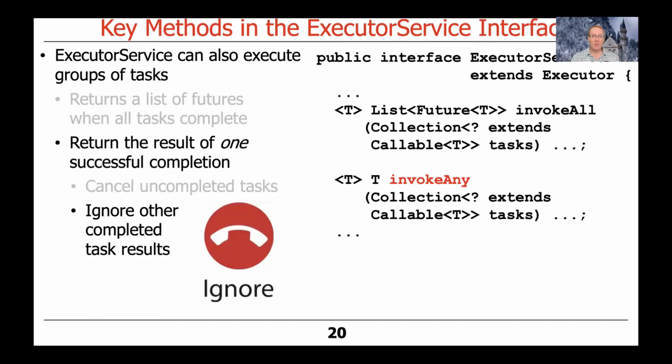If there are other completed tasks, in other words, since it's done concurrently, there could be other things that finish at roughly the same time, all of those other completed tasks are simply ignored. We just take the one that comes back first, whatever first means in this context.